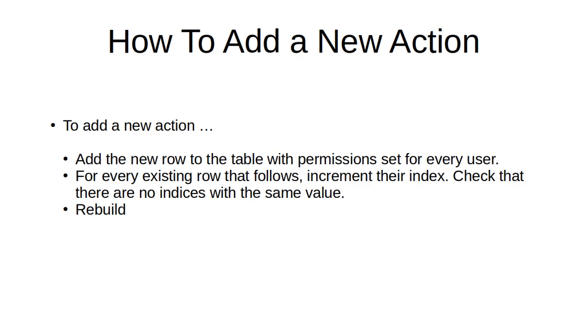To add a new action, you just need to insert a new row in the table at the desired location with permissions defined for every user. Then the index values for all the subsequent actions need to be incremented so that the integer sequence is maintained. Double check that there are no indices with the same value. Then rebuild and you're finished.